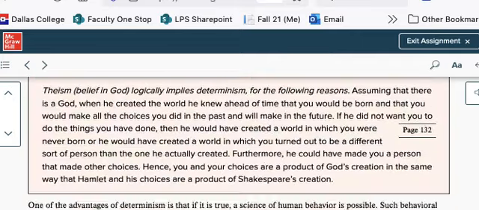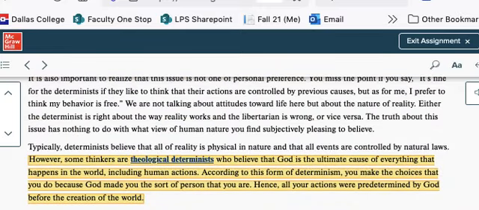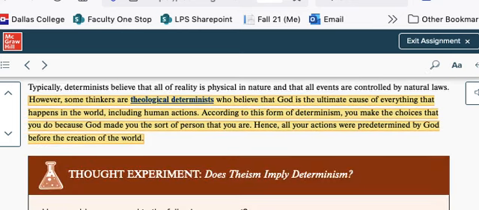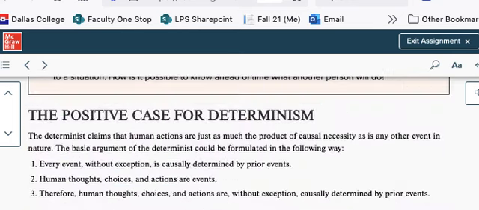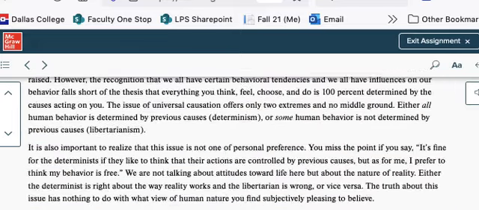Yeah, 132. One thing I am going to stress is make sure you pay attention to what he says about theological determinism. You definitely want to take note of that. But again, this applies to the case for metaphysical determinism, and by implication, both soft and hard determinism.